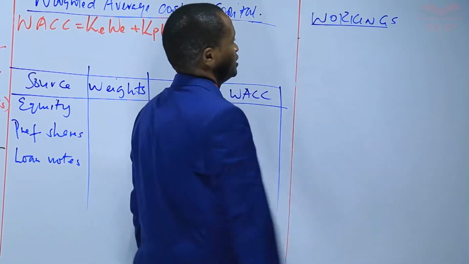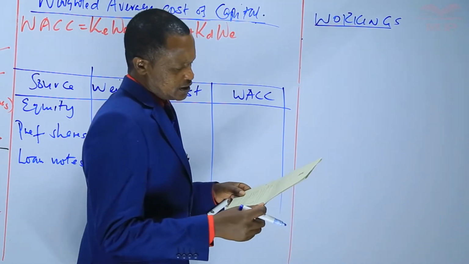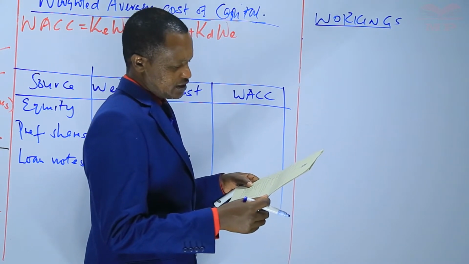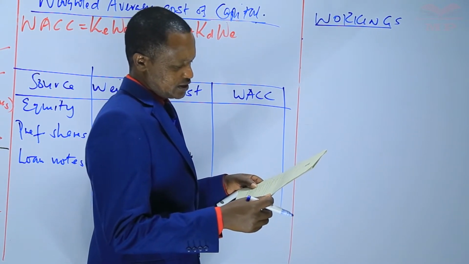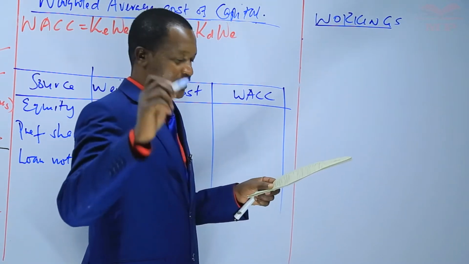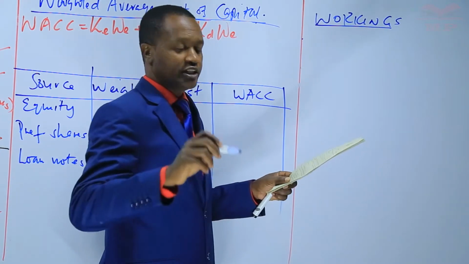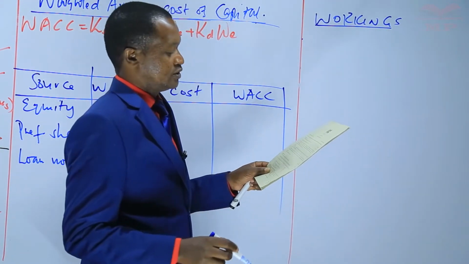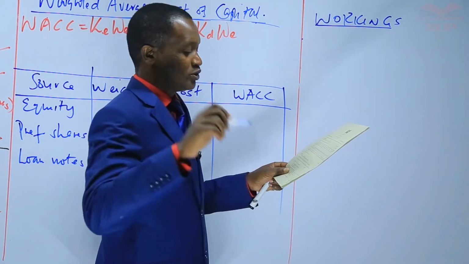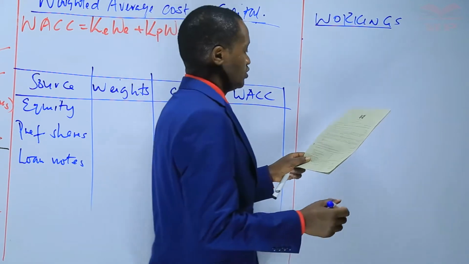So I'm going to have a working for weights. Workings. The weights are based on market values. Now, additional information number 1 reads the ordinary shares are quoted at 80 shillings per share. That is the market value of the ordinary share. So we will calculate the number of shares, then multiply by 80 shillings to get the market value of shares.